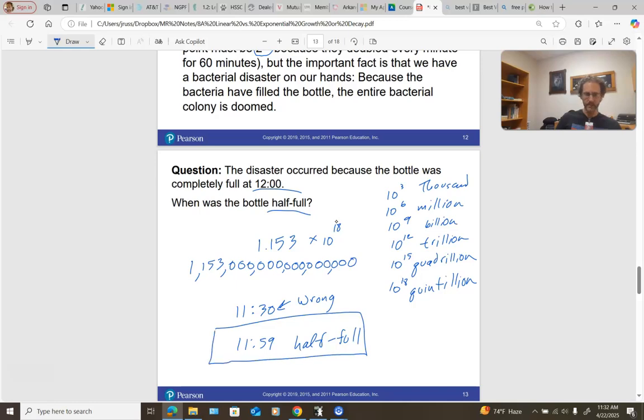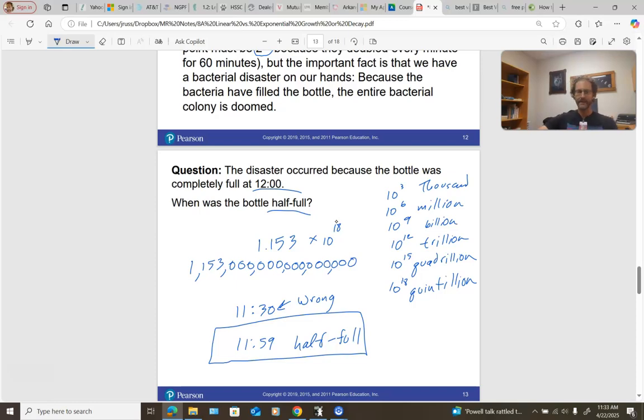Now, why is this the answer? Well, because the number of bacteria in the bottle is doubling. So from 11:59 to 12 o'clock, the bacteria doubled. So for it to have doubled and completely filled the bottle at 12, it had to have been half full at 11:59. Because if the bottle's half full at 11:59 and you double it, then it's going to be full at 12 o'clock.